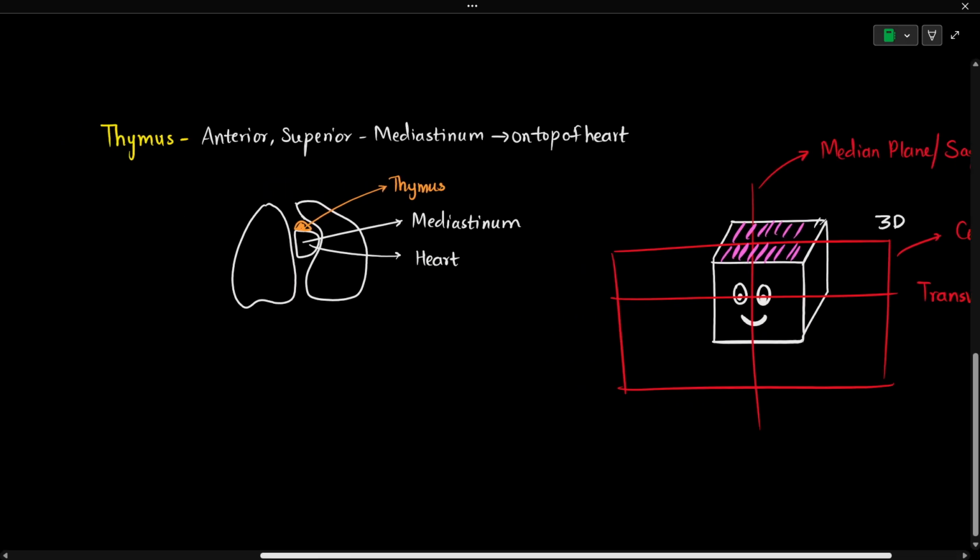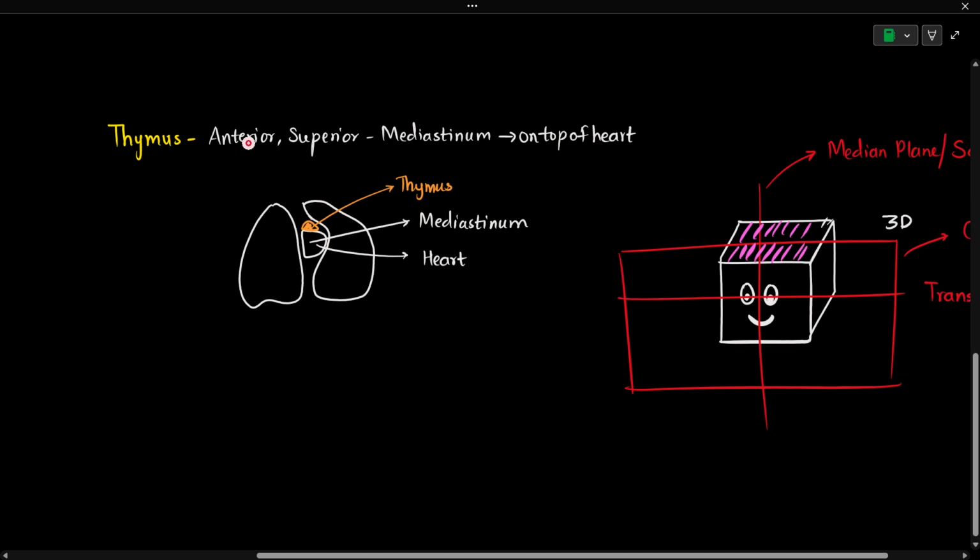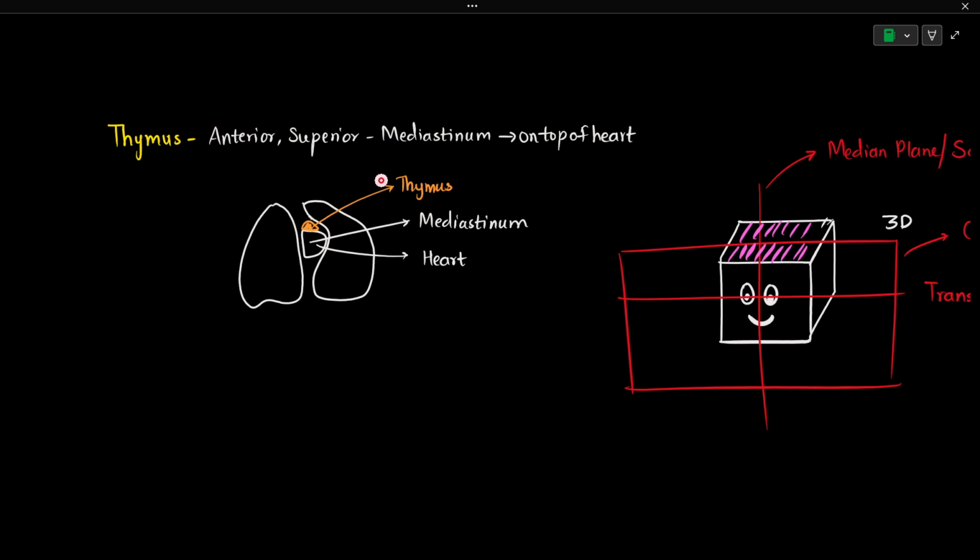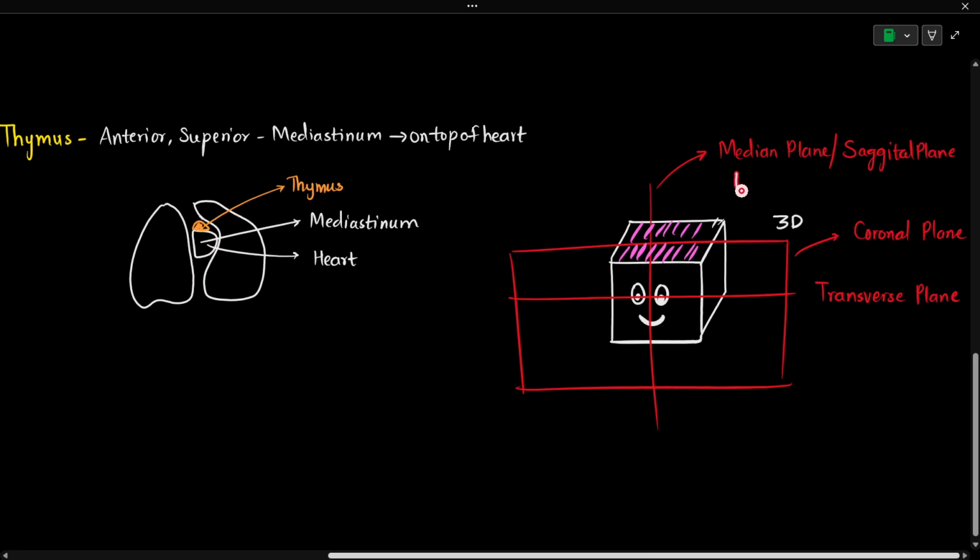So now you can easily imagine the thymus location. The thymus is present anteriorly. This means when you make two halves of yourself, only the front part, where your mouth is situated, where your eyes are, that front half will have the thymus, and it is present superiorly, meaning it is above your diaphragm, above your navel region. It is present in the mediastinum, which is a cavity between the lungs. So it is right at your chest, present superiorly and posteriorly on the top of the heart. You can easily imagine it if you have an idea about the different planes.